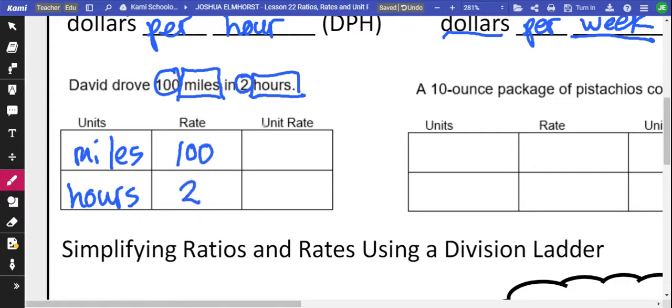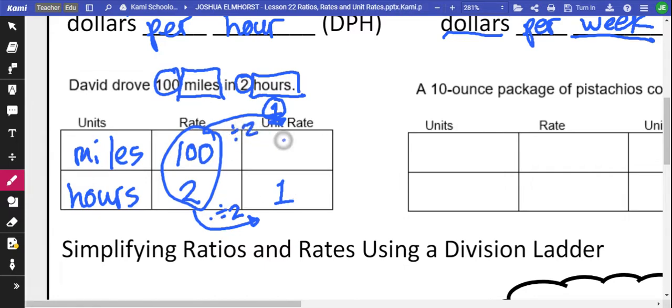And the comparison, once we get to the unit means 1. And usually we want to look at the smaller number to help us get it to 1. So there's 100 and 2. Well, let's put 1 down here and then ask yourself the question, how do we go from 2 down to 1? We're going to divide. 2 divided by 2 is 1, and 100 divided by 2 would be 50. So 50 miles per hour would be the unit rate because it's being compared to 1.